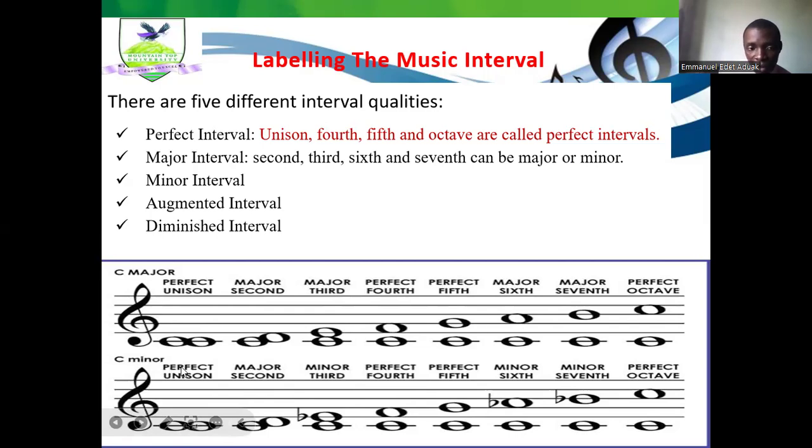Then also we have the minor, which has perfect unison, major second, minor third, perfect fourth, perfect fifth, minor sixth, minor seventh, perfect octave. Now, the variation occurs between the second, third, sixth, and seventh. Every other one is a perfect interval. So these are the types of interval you can have.